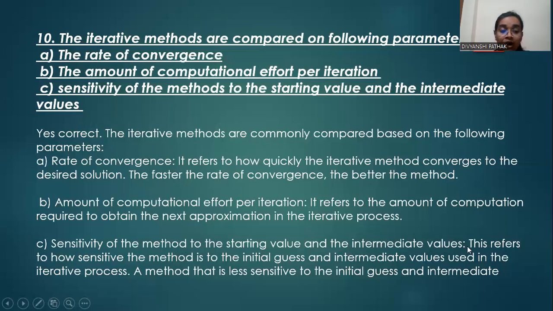This refers to how sensitive the method is to the initial guess and intermediate values used in the iterative process. A method that is less sensitive to the initial guess and intermediate values is a better method. So हम इन तीन पैरामीटर्स की बेसिस पर हमारी iterative methods को compare करते हैं. So this is also the correct statement.